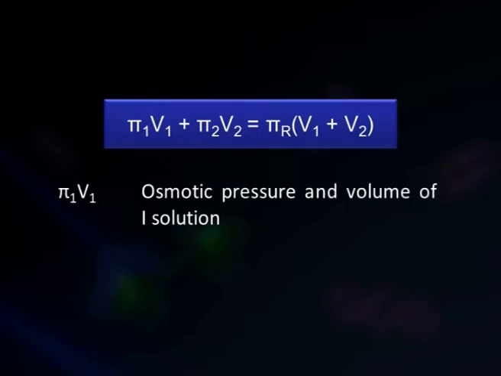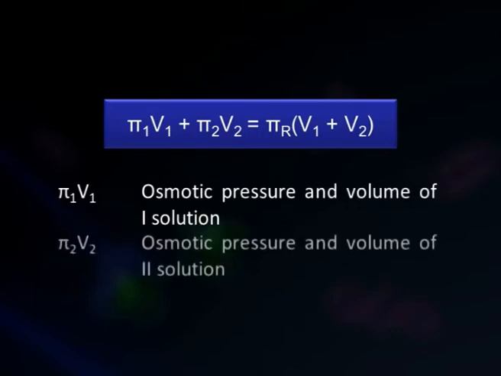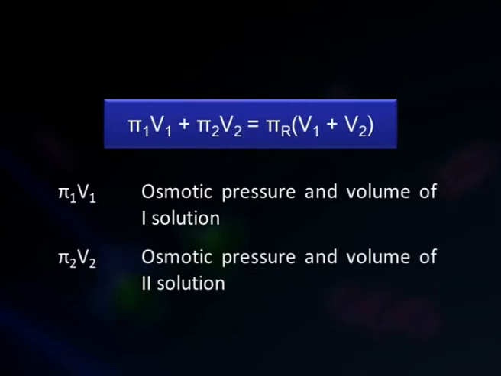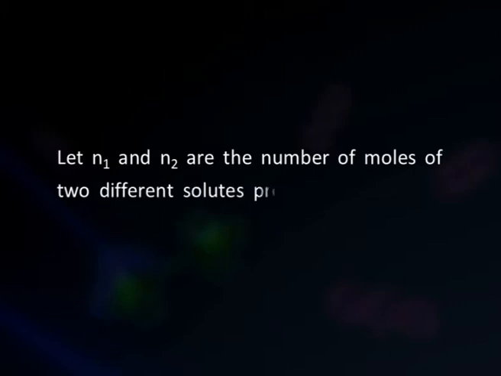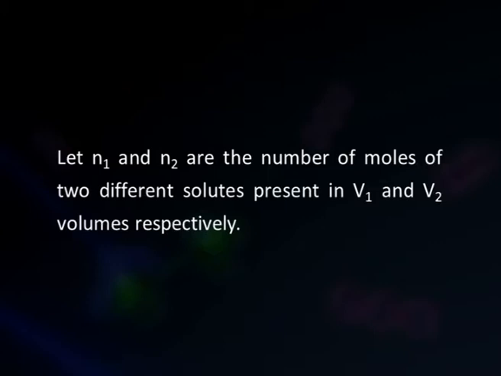Here π1, V1 are the osmotic pressure and volume of the first solution, and π2, V2 are the osmotic pressure and volume of the second solution. There is case 2, where the two solutions are of different solutes. Here we have to consider i, that is the van 't Hoff factor, of both the solutions. Let n1 and n2 be the number of moles of the two different solutes present in V1 and V2 volumes respectively.